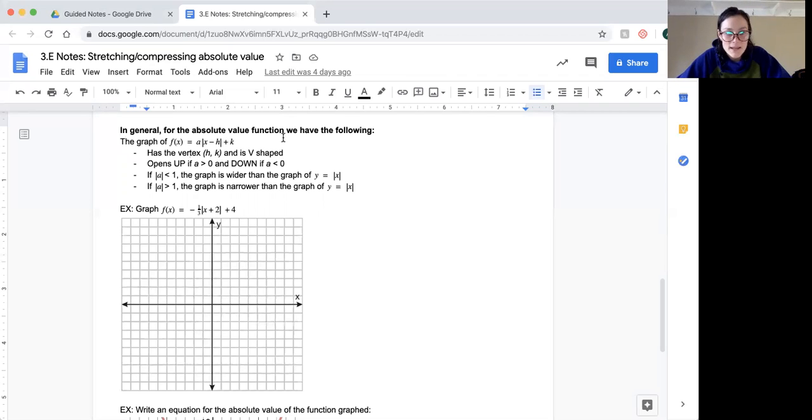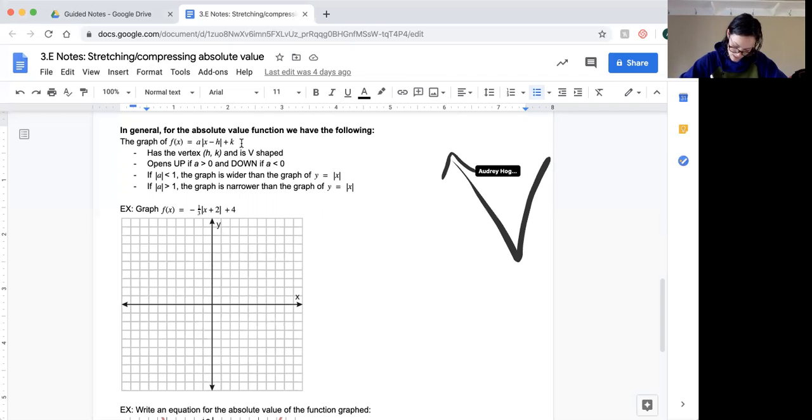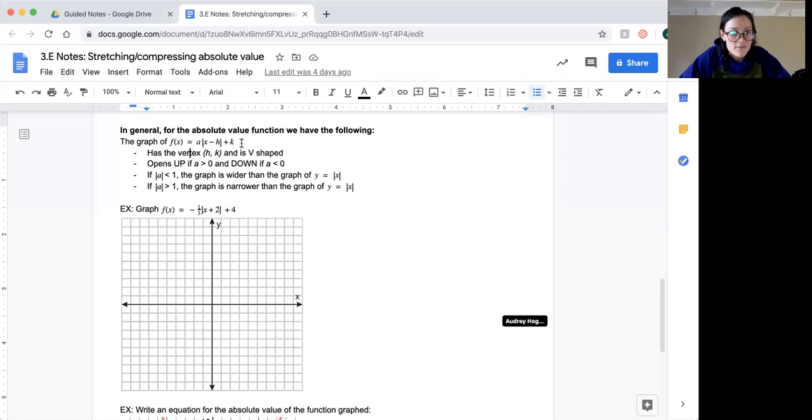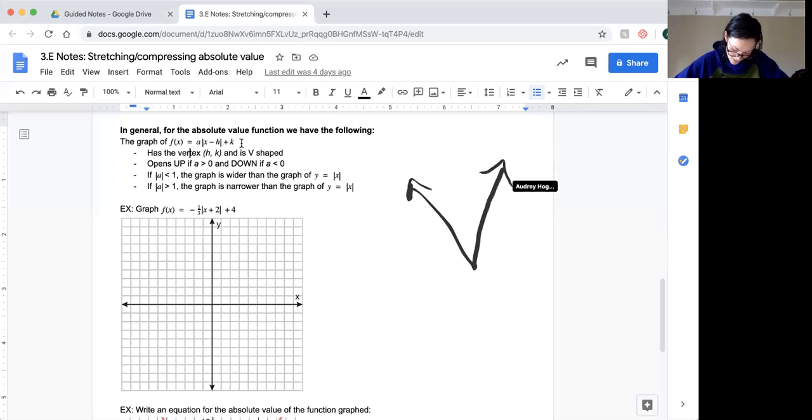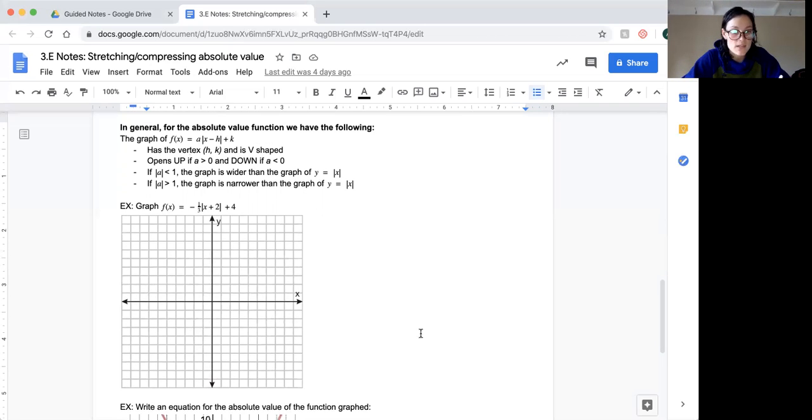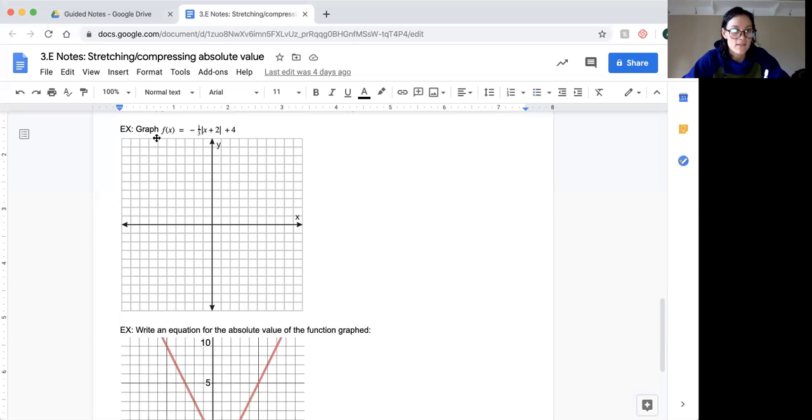So it opens up if your a value, so that's right here, is greater than 0, and opens down if a is less than 0. So opening up is like this, and opening down is like this. Okay. And then if the absolute value of a is less than 1, the graph is wider than the absolute value of x. So like say absolute value of x is here. If the absolute value of a is less than 1, then it's going to be wider. And if the absolute value of a is greater than 1, it's going to be narrower.